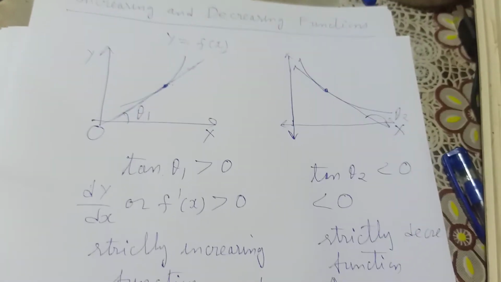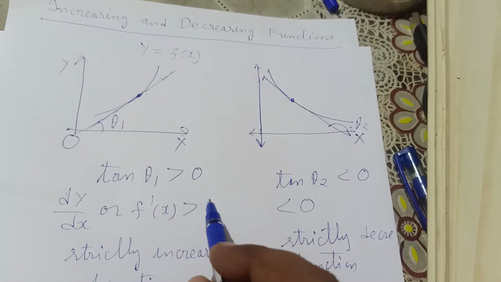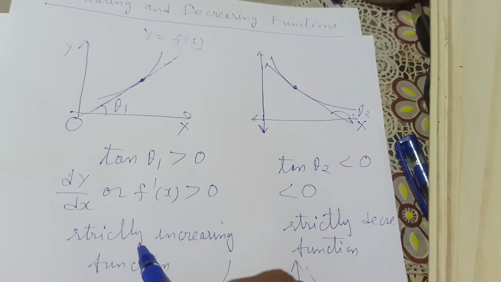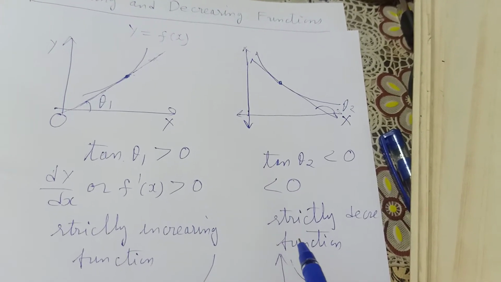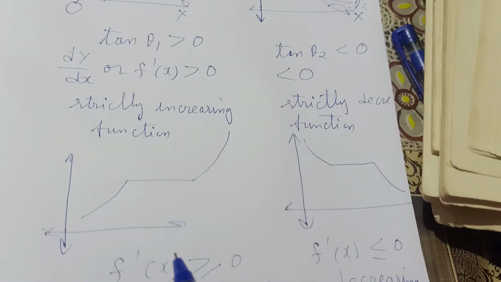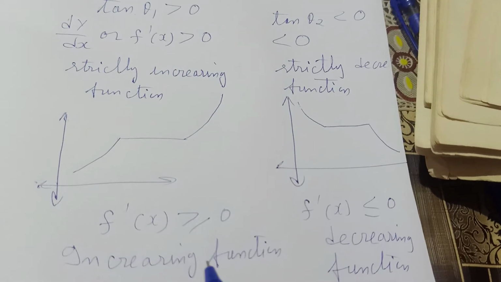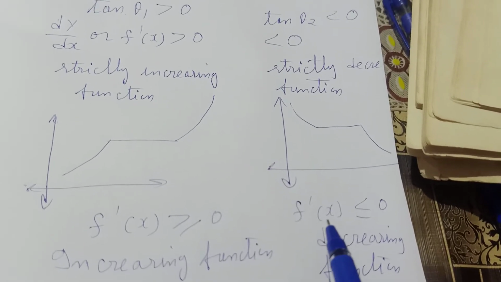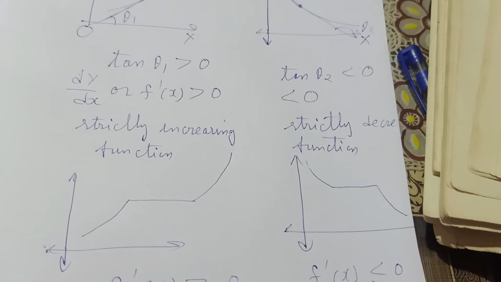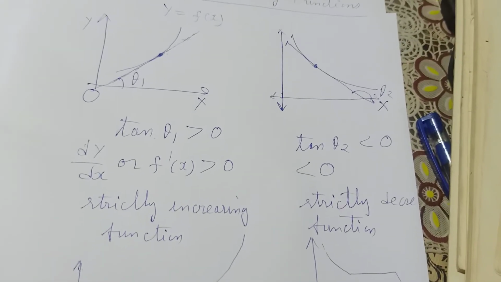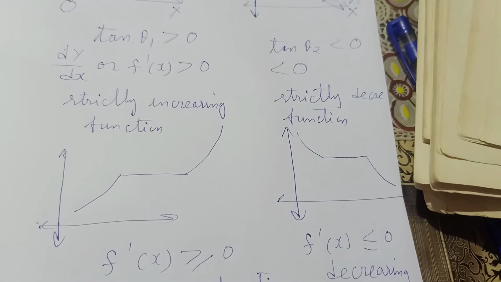So friends, let's review quickly. If f dash x is greater than 0, the function is strictly increasing, and if f dash x is less than 0, it is strictly decreasing. If f dash x is greater than or equal to 0, then f(x) is an increasing function, and if f dash x is less than or equal to 0, then f(x) is a decreasing function. On the basis of this discussion we can solve problems. So now we will take up some problems.